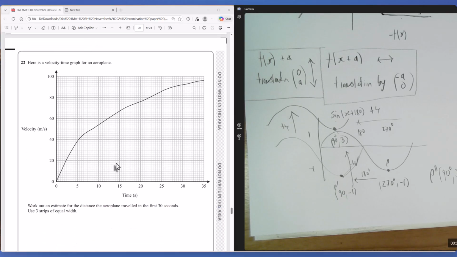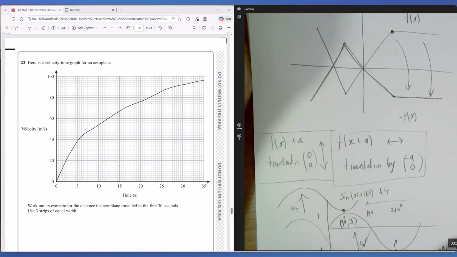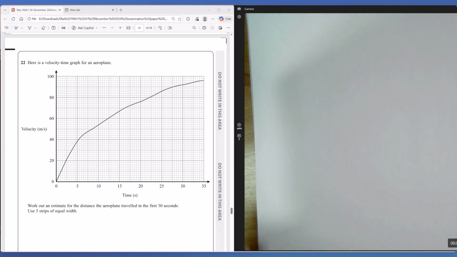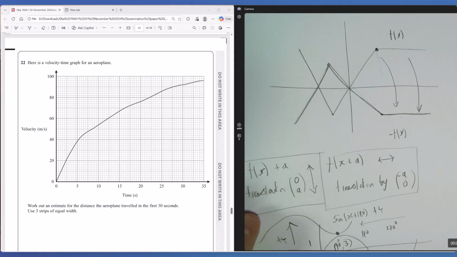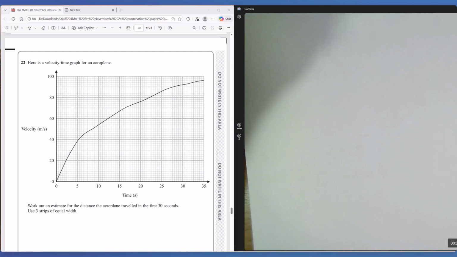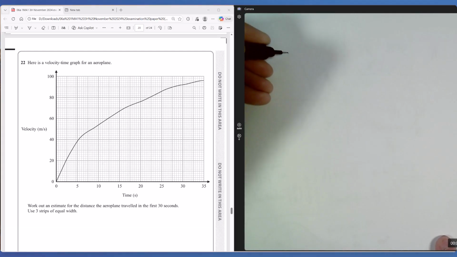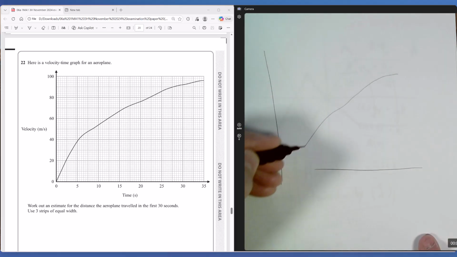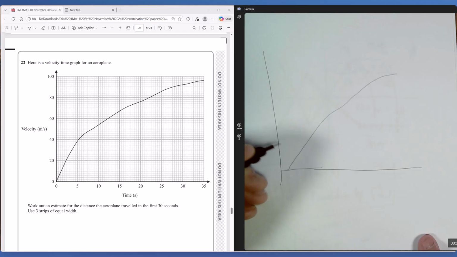Right, next one, question 22. Okay, so it says, here is a velocity time graph for an aeroplane. Work out an estimate for the distance travelled by the plane in the first 30 seconds using 3 equal strips. So the first 30 seconds, well, that's quite nice, isn't it? So the first 30 seconds should be quite nice to work out. So remember that the area underneath a velocity time graph gives us distance. Okay, so area gives us distance.